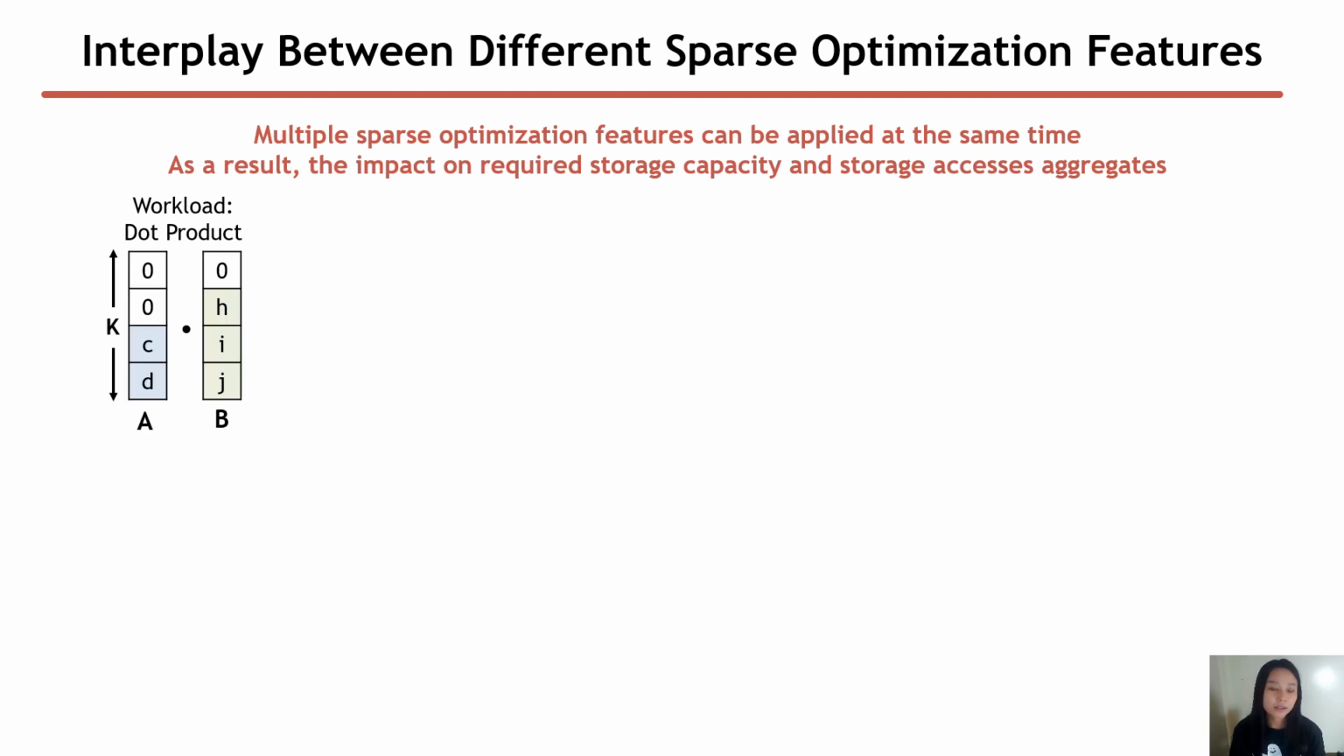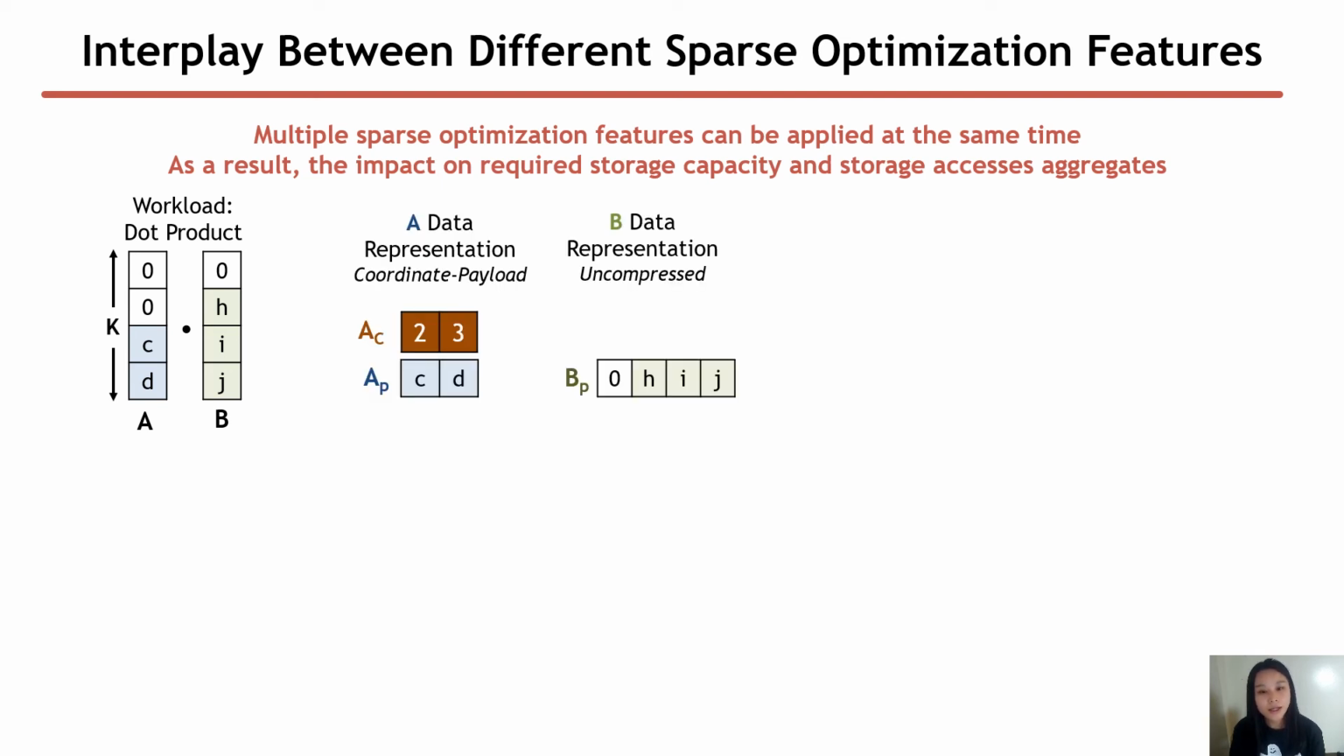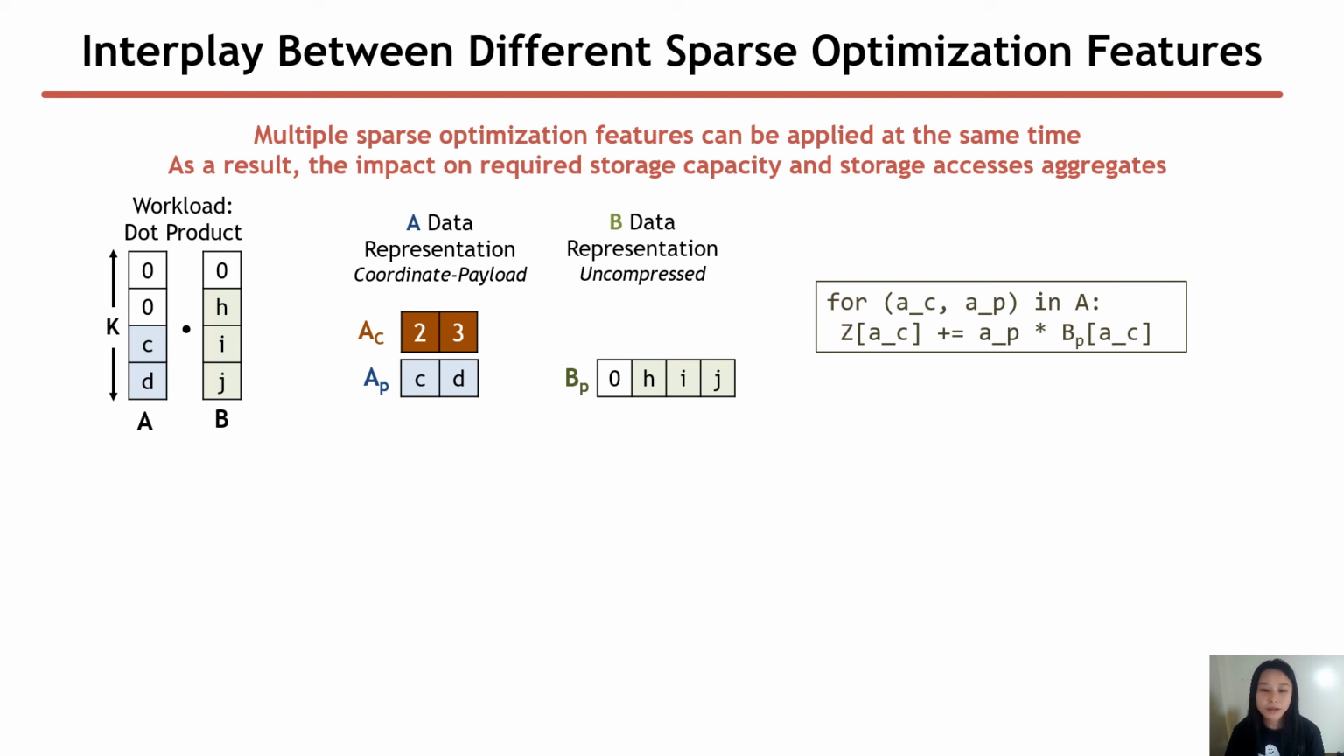Again, let's have a dot product workload of a vector A and a vector B with dimension k. We have a shorter vector just to make our example simpler. And we have now chosen the data representation for both A and B. This is one of the sparse optimization features, which is the format choice, right? So for tensor A, we are choosing the coordinate payload representation. For B, we actually didn't apply any optimization, it's still uncompressed.